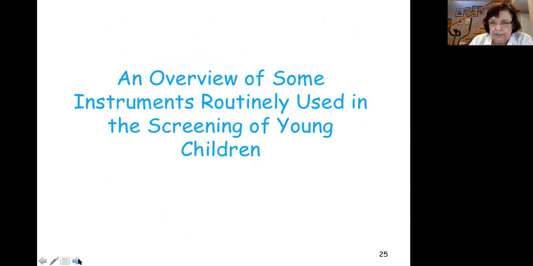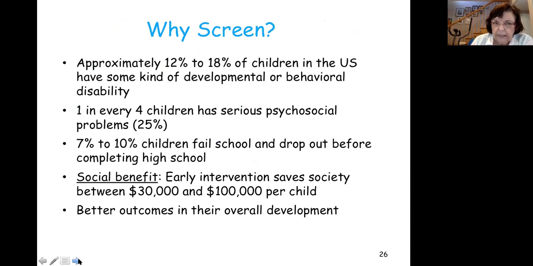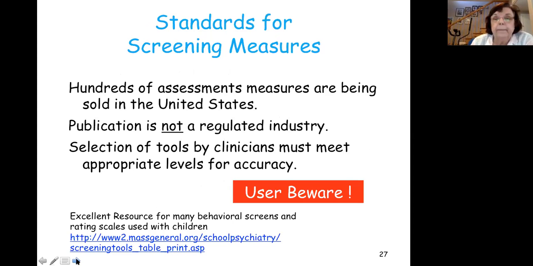So an overview of some of the instruments that are routinely used in screening. And again, why screen? This is kind of redundant, but I want to underscore this social benefit: early intervention can save us as a society between $30,000 to $100,000 per child. By providing this early intervention, it prevents other problems and delays, and it gives the child a better outcome for overall development.